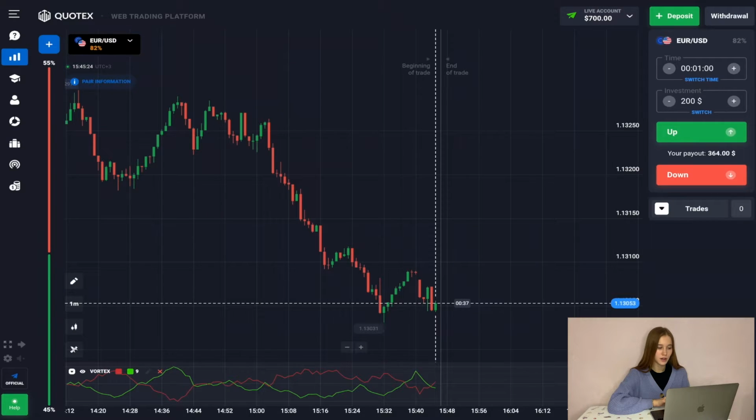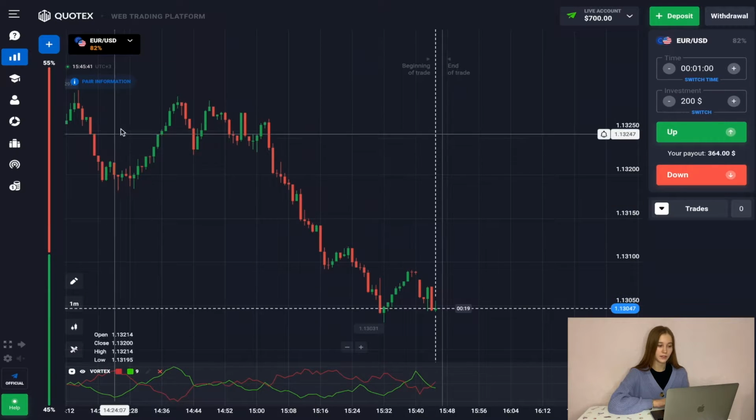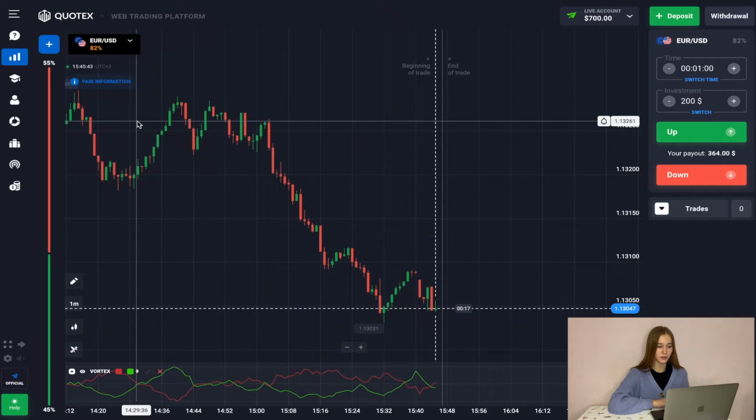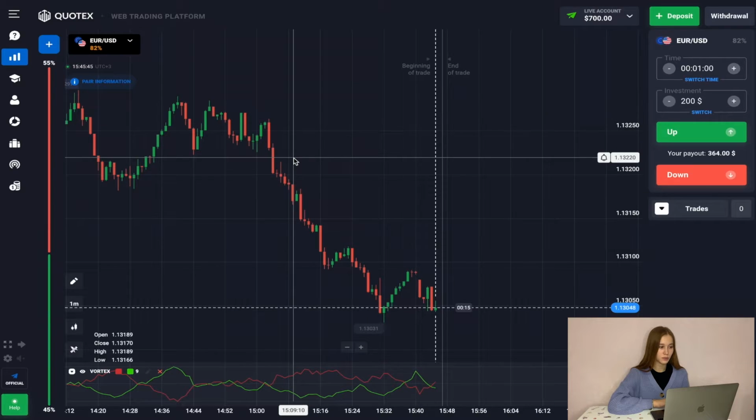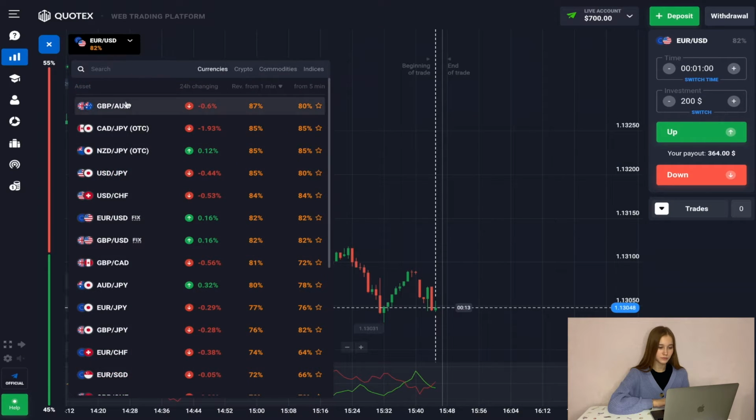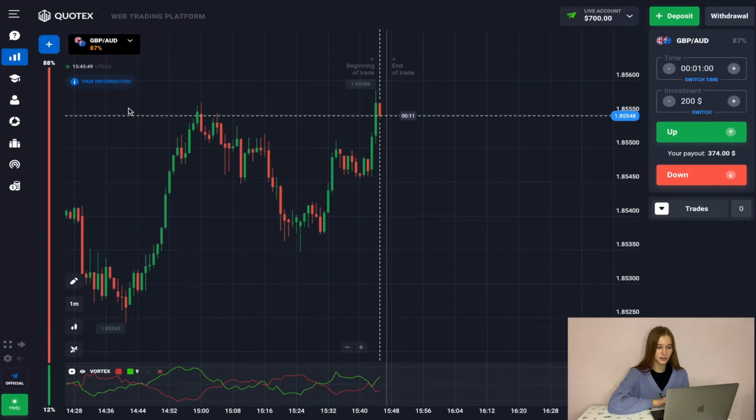The third type is signals from the overbought and oversold levels. If the green line has left the overbought zone and the red line has gone out of the oversold level, then this means that we need to buy or sell. So we'll choose a suitable currency pair for us and open our deal.